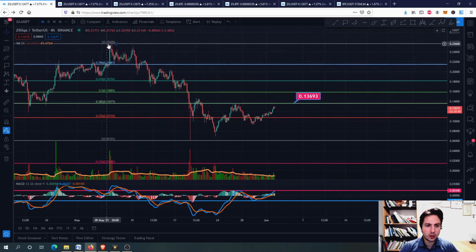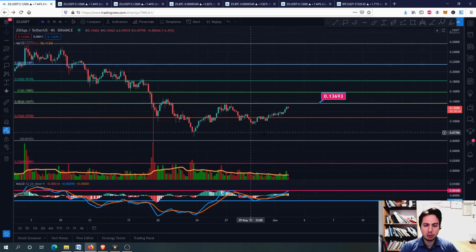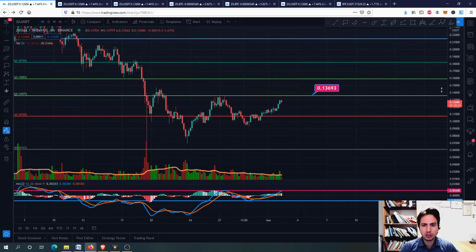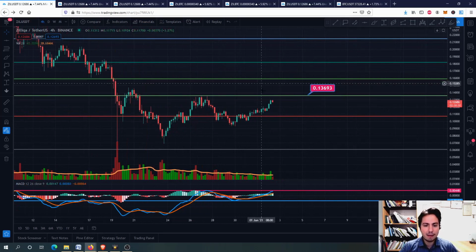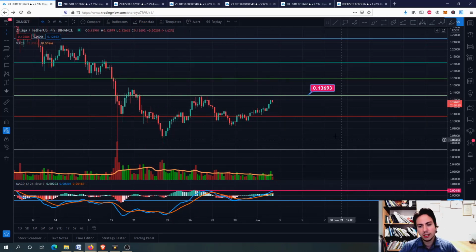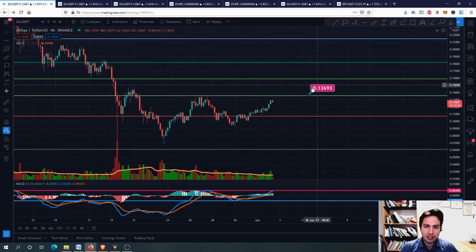So the Fibonacci retracement level up to this top on 6th May, right to this bottom on 19th May. I wanted to just find important resistance levels. That's why I made the Fibonacci retracement from the top to the bottom, right? So the 13 to 14 cents is our first resistance level.